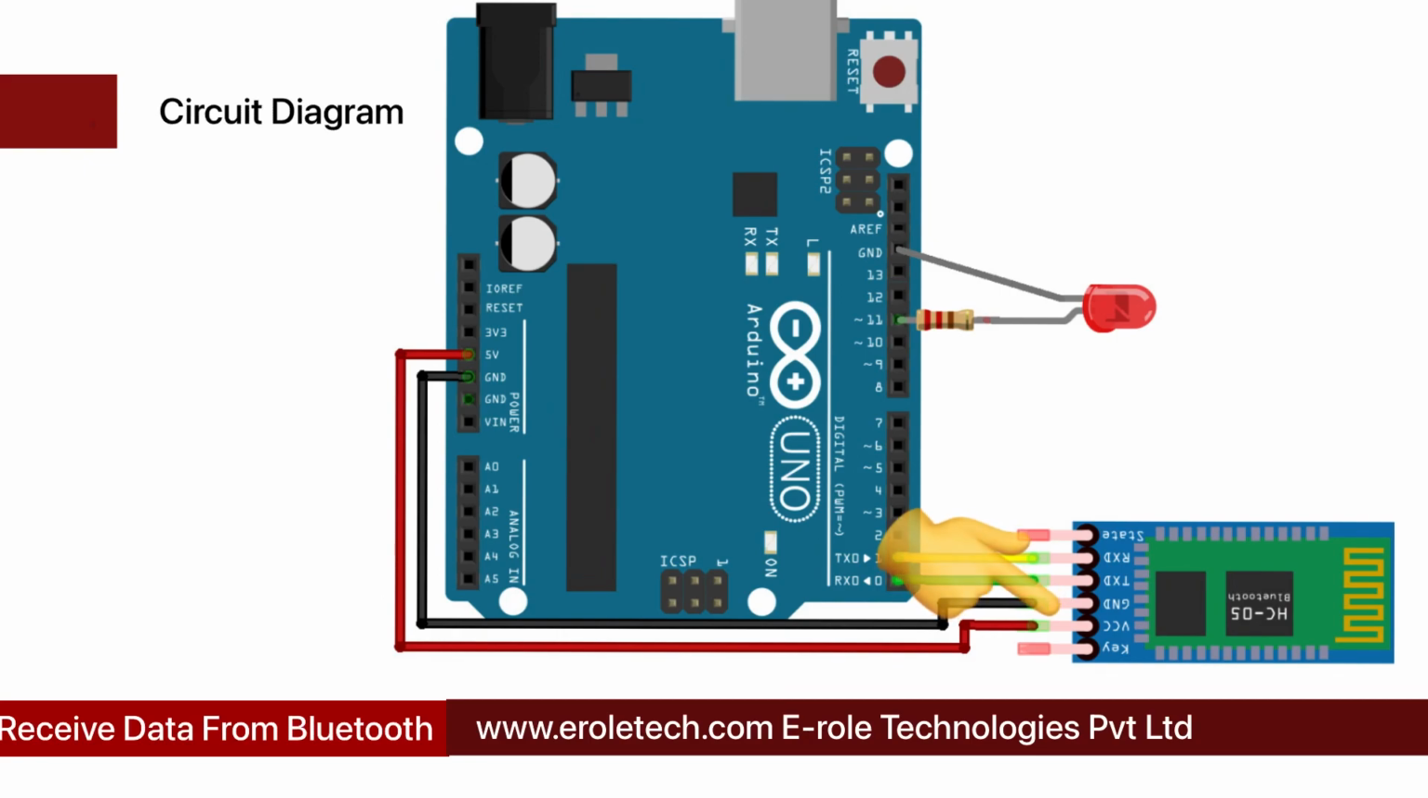HC-05 has 4 main pins: VCC, ground, RX, and TX. VCC pin is connected with the 5-volt pin of Arduino, and ground pin is connected with the ground pin of Arduino. TX pin of HC-05 will transmit the data to the Arduino, so it will be connected with the RX pin of Arduino. RX pin of HC-05 will receive the data from Arduino, so it will be connected with the TX pin of Arduino. Red LED is connected with pin number 11 of Arduino through a 1 kilo ohm resistor.